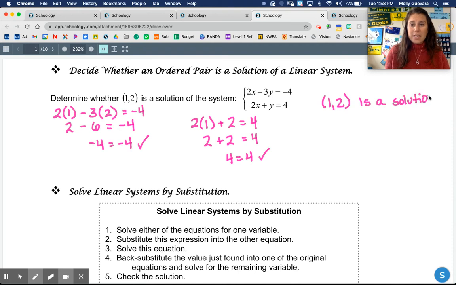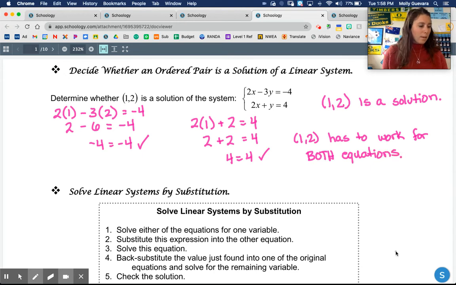And so the big key here is that (1, 2) has to work for both equations. If it only works for one, it's no good. It has to work for both equations in order for it to be a solution. Okay. So that's just verifying if something is a solution or not. Most of the time, your job is to find what the solution is, not just verify that something's a solution. So let's look at that.